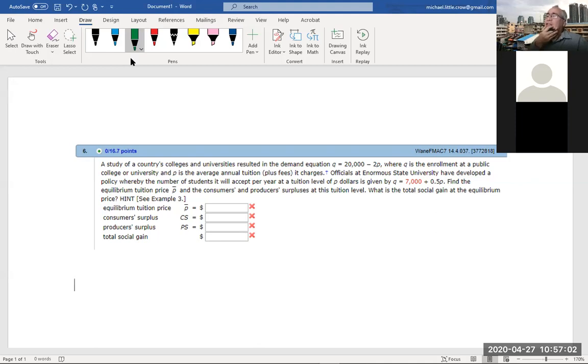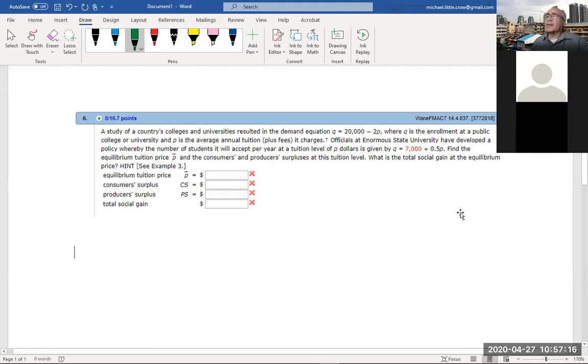Okay, so let's read through this one. I think what I'll do is help you get it set up rather than actually solving it. There is not a question like this to this extent on the test, but we'll go through it. So, a study of a country's colleges and universities results in a demand equation, Q equals 2,000 minus 2P, where Q is the enrollment in a public college or university and P is the average annual tuition. So P is the price, Q is the demand.